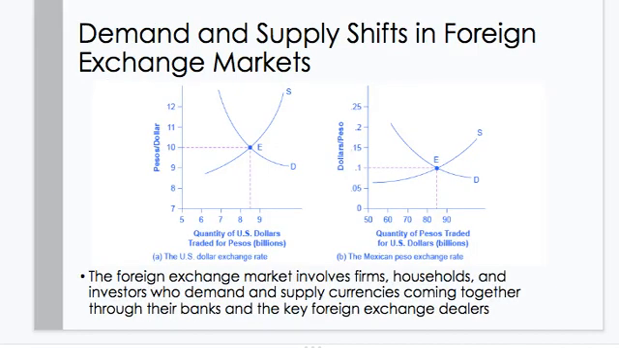Demand and supply shifts in foreign exchange markets. The foreign exchange market involves firms, households, and investors who demand and supply currencies coming together through their banks and the key foreign exchange dealers. You can have a downward sloping demand curve and an upward sloping supply curve and find the price or exchange rate that clears the market and the quantity of the trade.